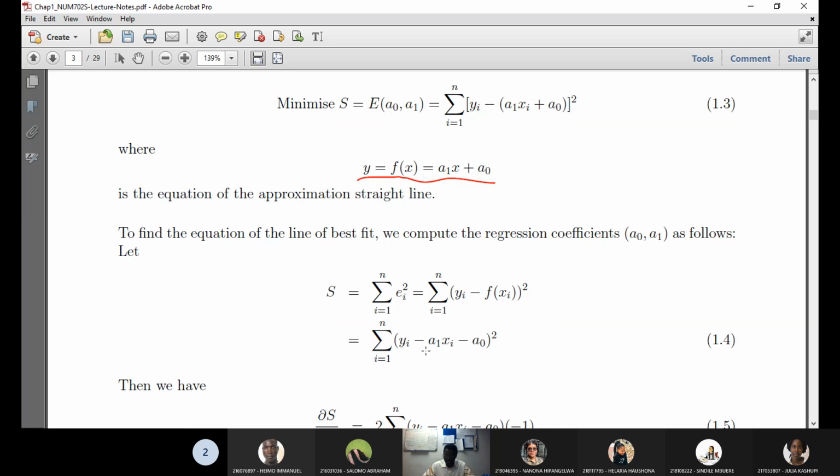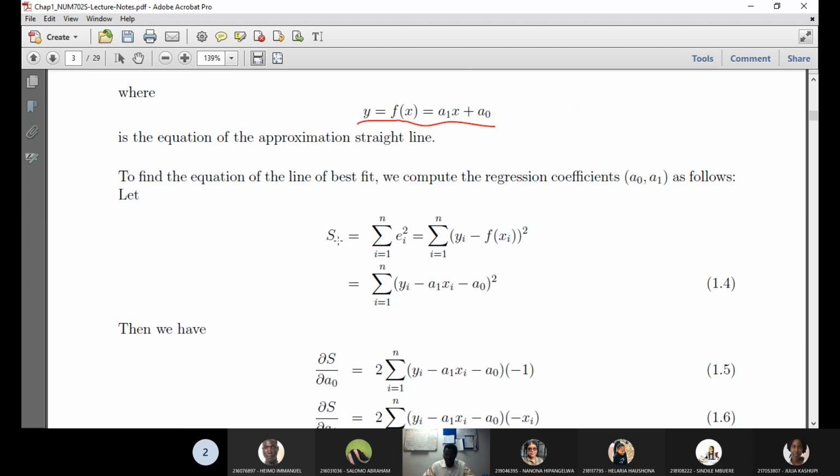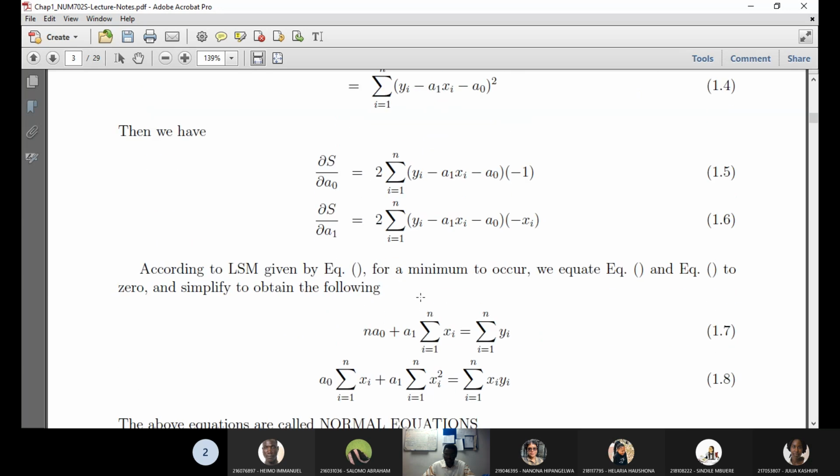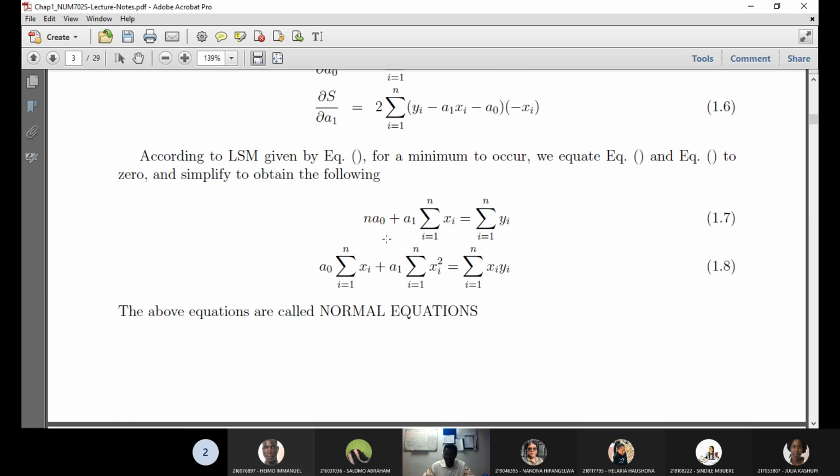So you can see that s depends on a0 and a1. If we write the optimality condition, partial derivative with respect to the parameter equal to 0, we enforce that 0. The equation that we obtain is the normal equation, and these are the normal equations for a straight line. This can be easily solved for A and B because it's a linear system of two equations with two unknowns.